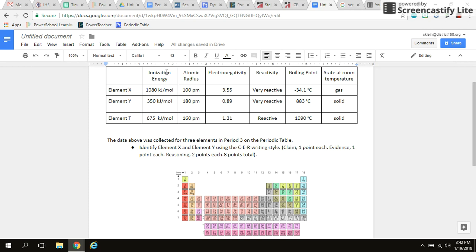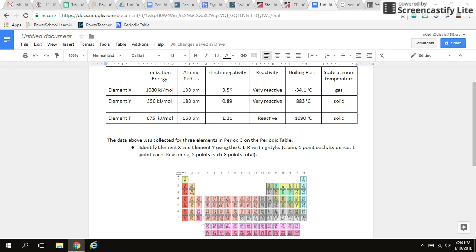I'm looking at element X and comparing the data to all the other data that's in my table. Element X has a really high ionization energy. So if I'm thinking critically and I'm thinking about the things that I know about periodic trends, I know that ionization energy is pretty high on this side of the periodic table. So that's pretty cool. Now, also, I'm looking at my atomic radius. The data tells me that I've got 100 picometers, 180, and then 160. So 100 picometers, that's smaller than these two. So I know that my smaller atomic radii are also in this corner of the periodic table on this side.